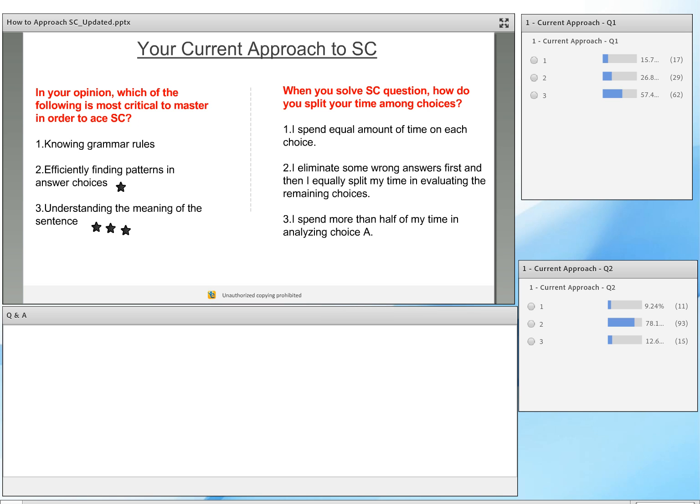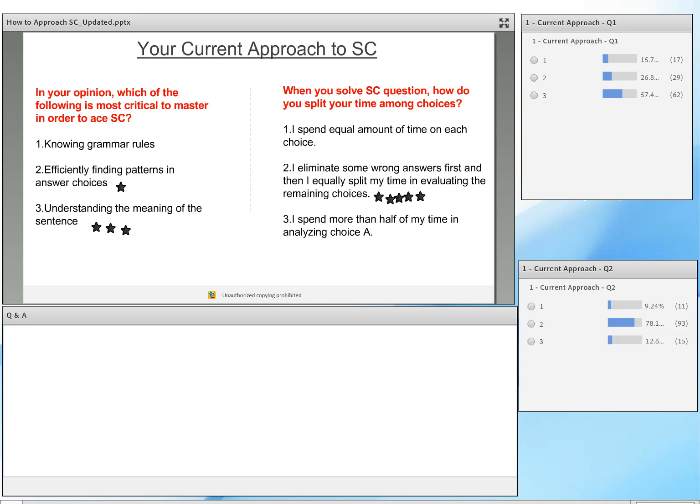In the second question, an overwhelming majority says they split the time according to choice number 2, that is, you first eliminate some wrong answers, then equally split time. And this is where the problem lies. When we say that meaning is the most important thing, that thought needs to be translated into actions as well. That is not happening today, and that's the reason why you're not able to master sentence correction, to get to that level.